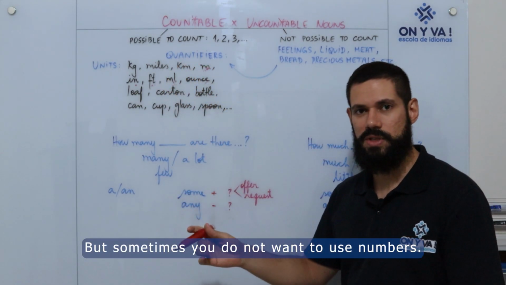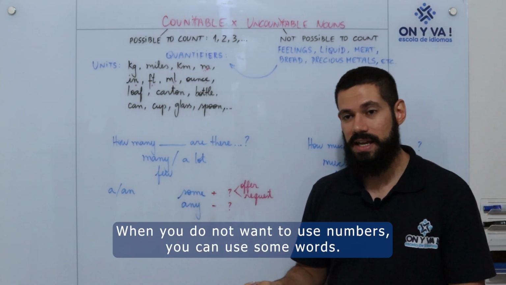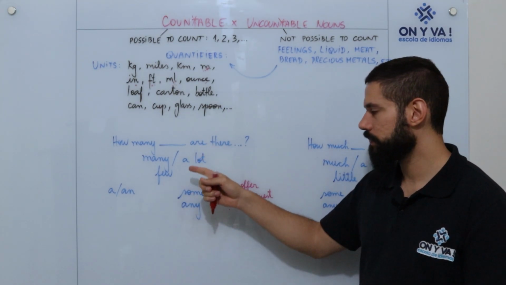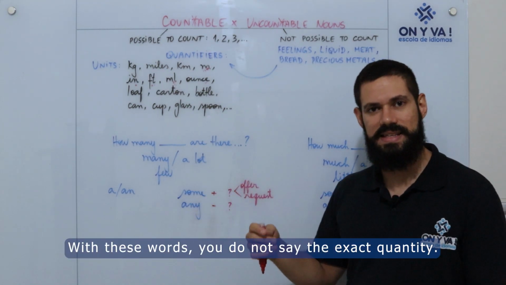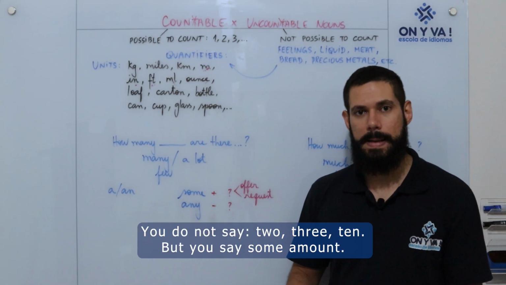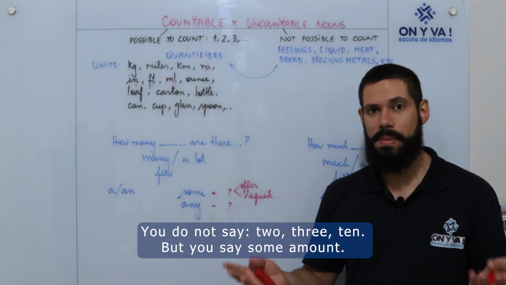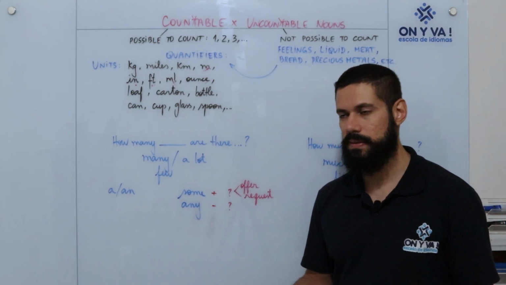But sometimes you don't want to use numbers. When you don't want to use numbers, you can use some words here. With these words, you don't say the exact quantity. You don't say 2, 3, 10, but you say some amount, a large amount or not a very large amount.